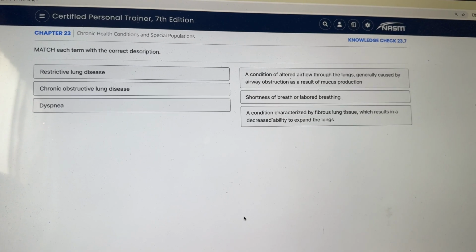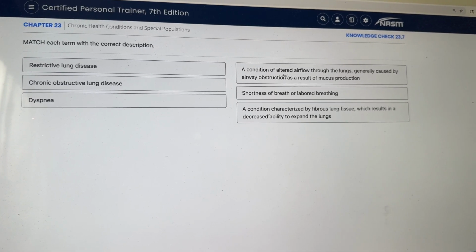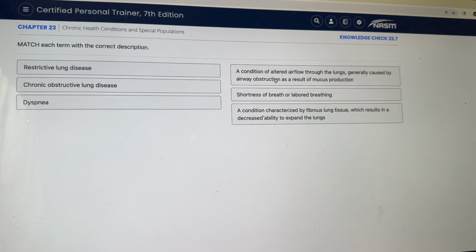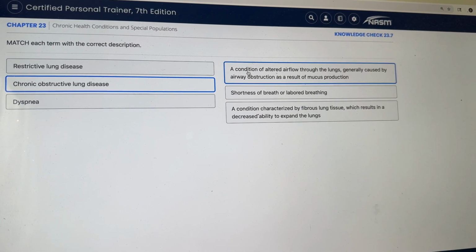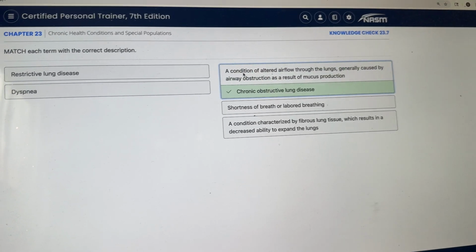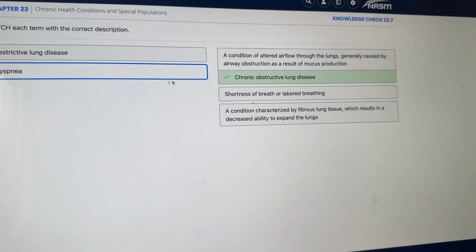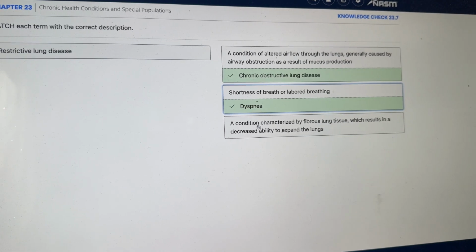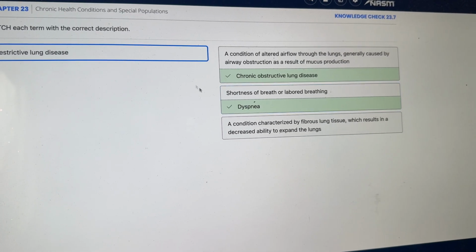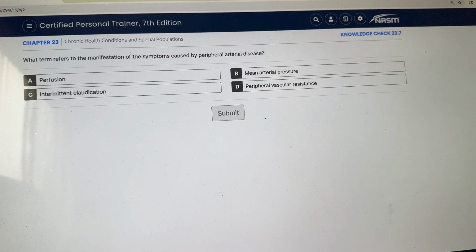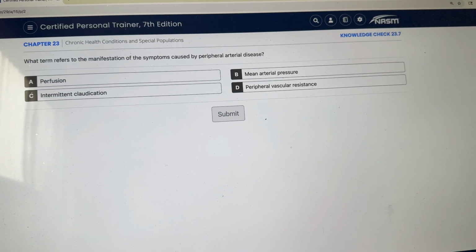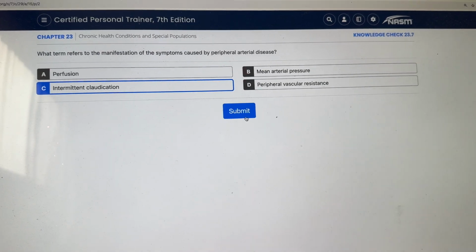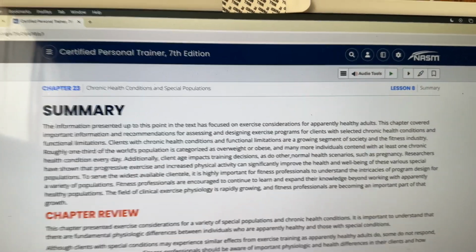Match each term with the correct description. A condition of altered airflow through the lungs generally caused by airway obstruction as a result of mucus production. Chronic obstructive lung disease. Shortness of breath or labored breathing. Dyspnea. A condition characterized by fibrous lung tissue which results in a decreased ability to expand the lungs. Restrictive lung disease. What term refers to the manifestation of the symptoms caused by peripheral artery disease? Intermittent claudication.